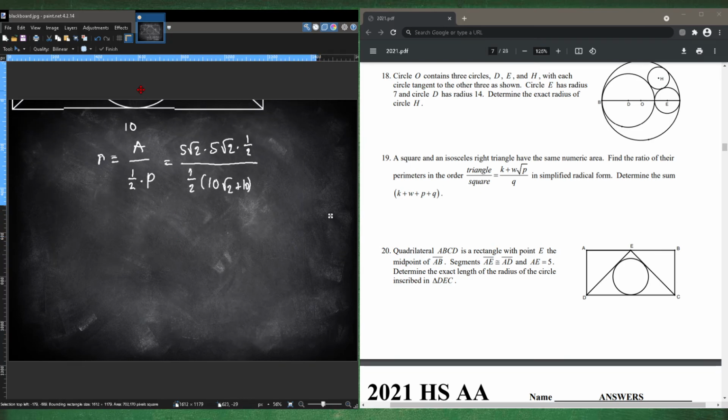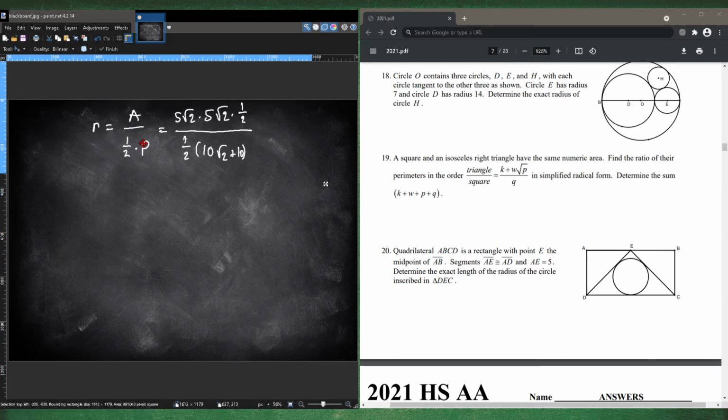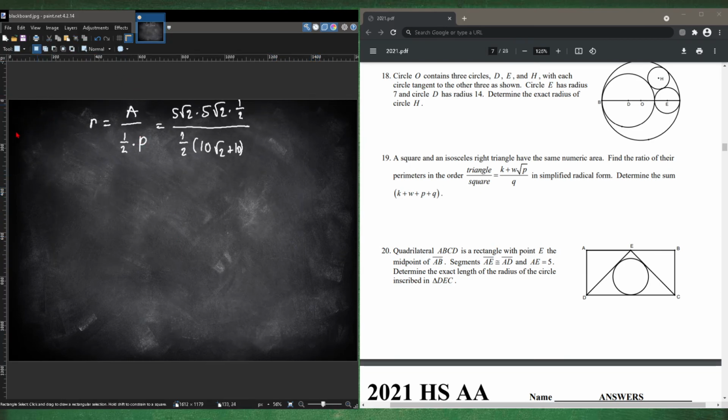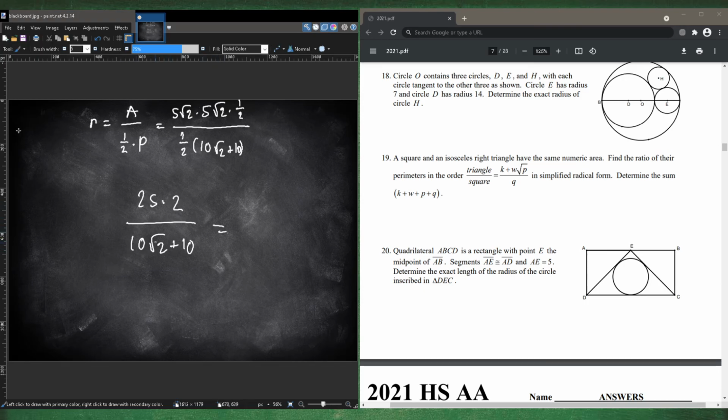So let's move this up because we don't need that anymore. So obviously the 1/2 cancel each other. So 5 times 5 equals 25. Square root 2 times square root 2 is 2. And then we have 10 square root 2 plus 10. So divide 10 out. So that's 5 and a 2. So there's 5 left over. So that's square root 2 plus 1.